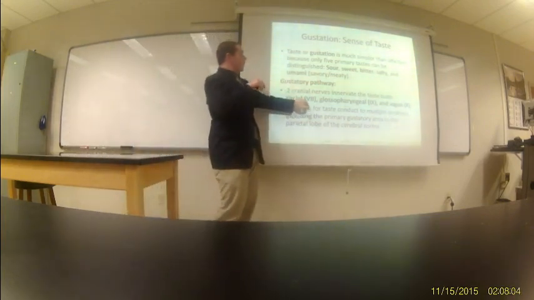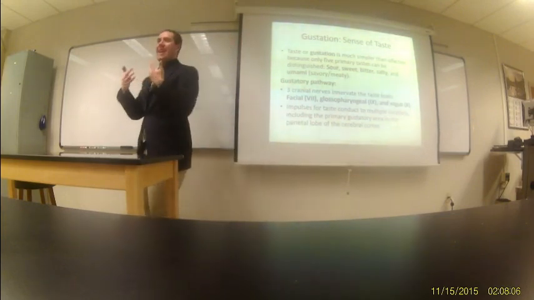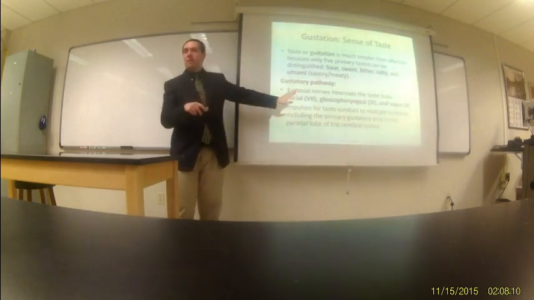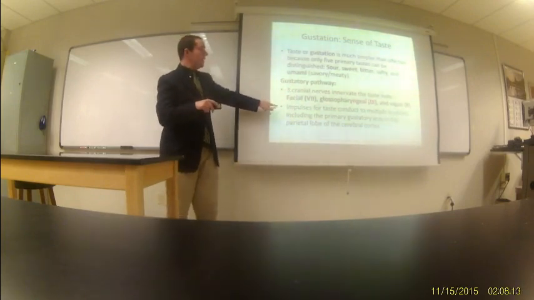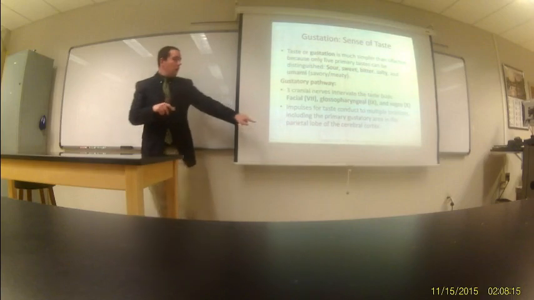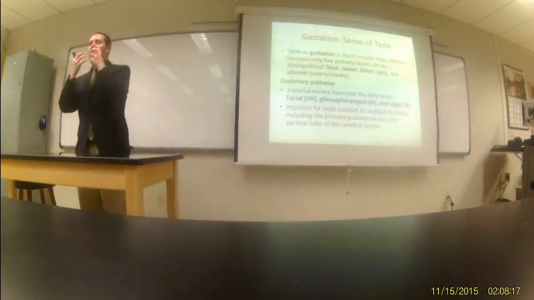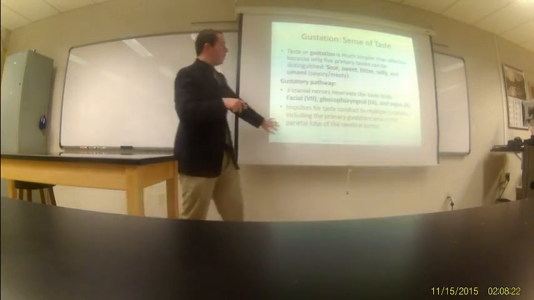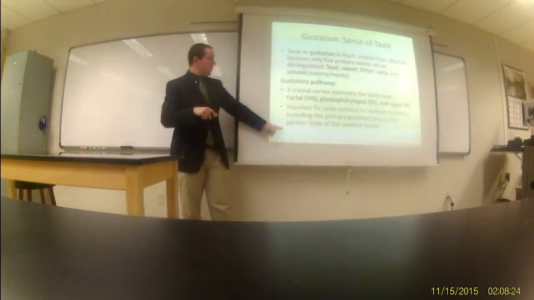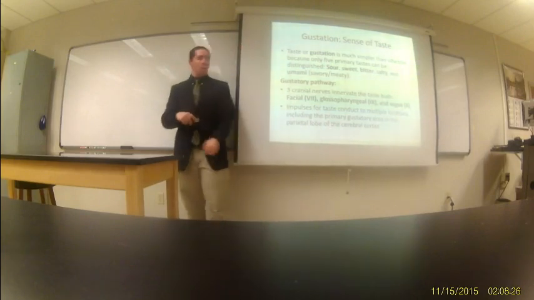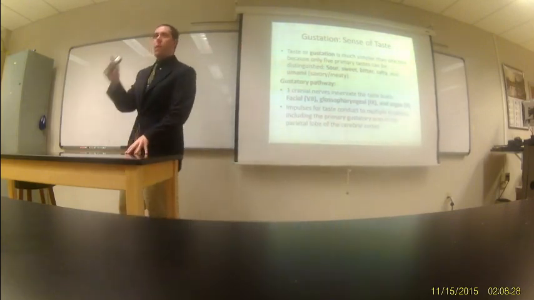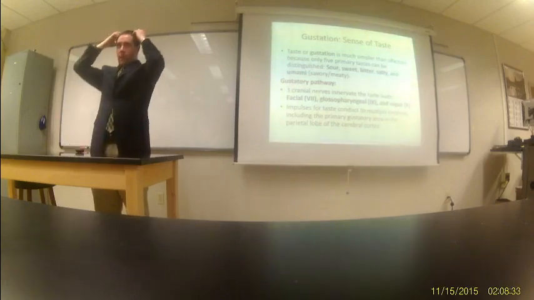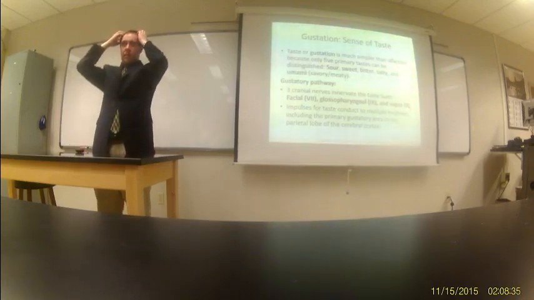So the gustatory pathway, the pathway of taste, uses 3 cranial nerves. You do not need to know the specific ones that are involved in taste. Once we receive that taste signal in our mouth, it's going to go to a number of places, but the primary one is in the parietal lobe of the cerebral cortex. Where is the parietal lobe? Here. The top sides, right?